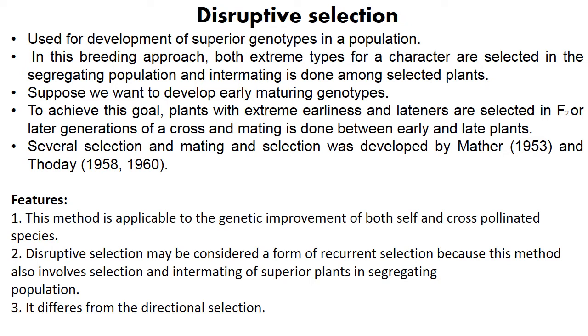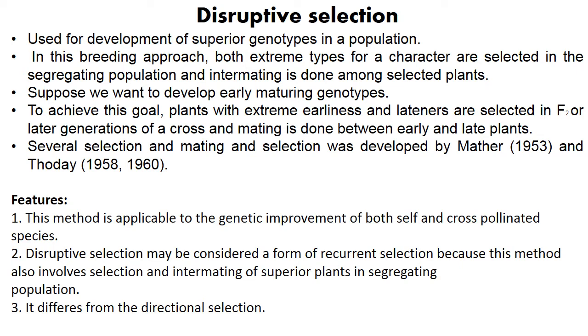The first population improvement approach is disruptive selection. This is used for developing superior genotypes in a population. In this breeding approach, both extreme types for a character are selected in the segregating population and intermating is done among the selected parents.